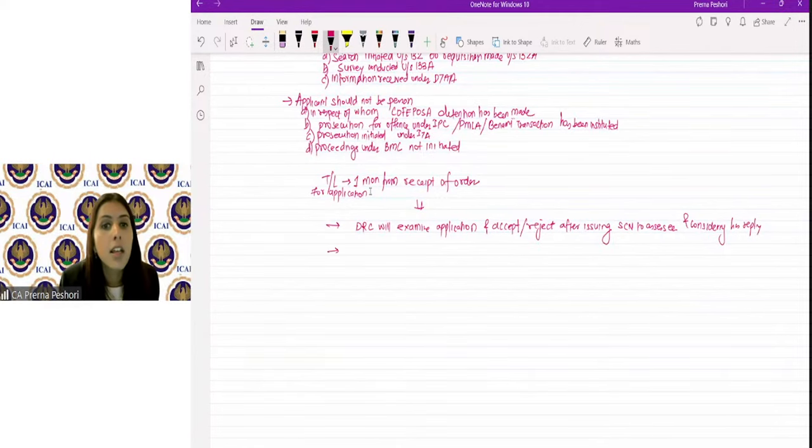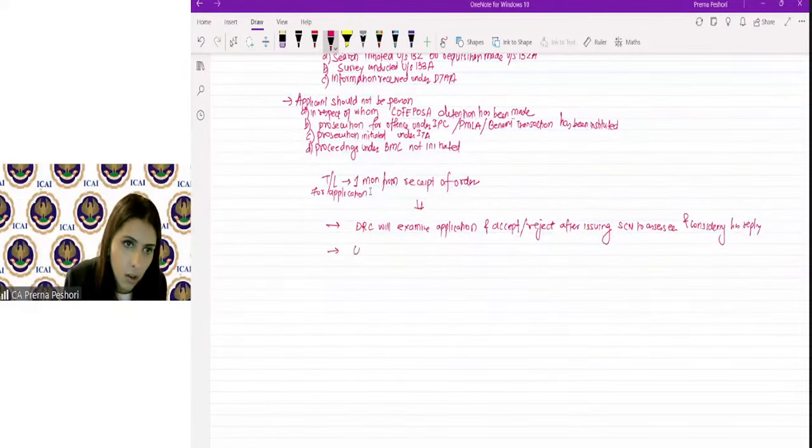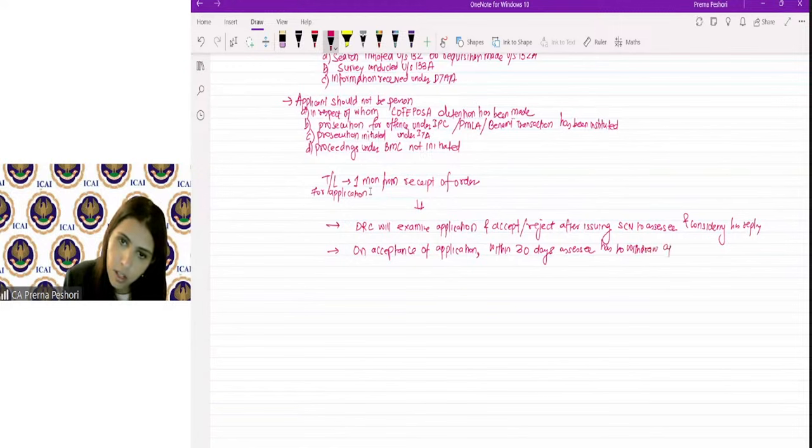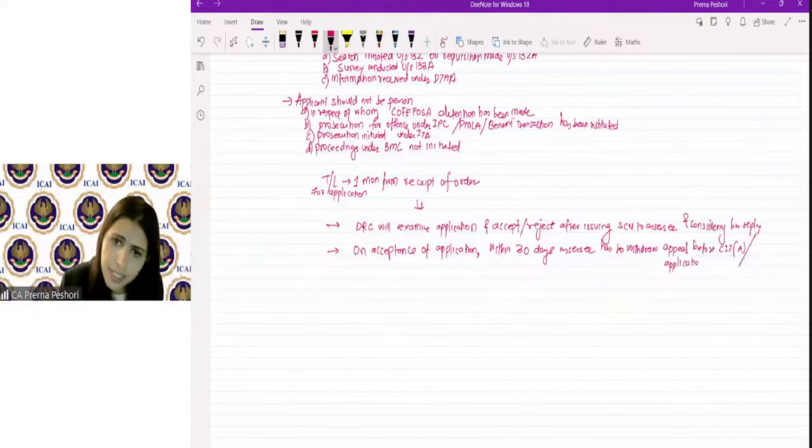Fine, this is the first step. Then, if the DRC allows the application, within 30 days of the receipt of the communication that the application is admitted, the assessee has to withdraw the appeal before the CIT(A) or the application before the DRP, because it cannot do forum shopping. It can choose any one forum.